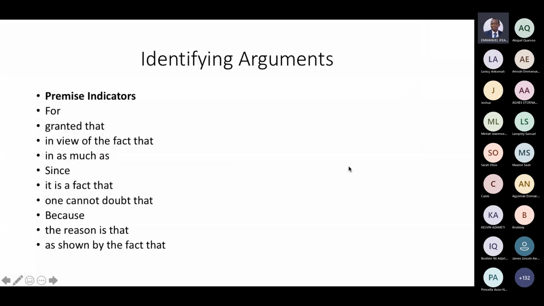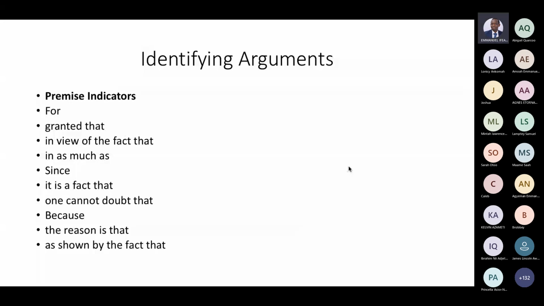Okay, so we are talking about identifying arguments. The first thing in identifying arguments is that there are certain words or phrases that immediately show you are looking at an argument. There are two types. We have premise indicators, those that tell you are looking at a premise, and then we have those that tell you are looking at a conclusion. The ones that tell you are looking at a premise, we call premise indicators. When you see these words or phrases, especially at the beginning of a sentence, then such a sentence is a premise.